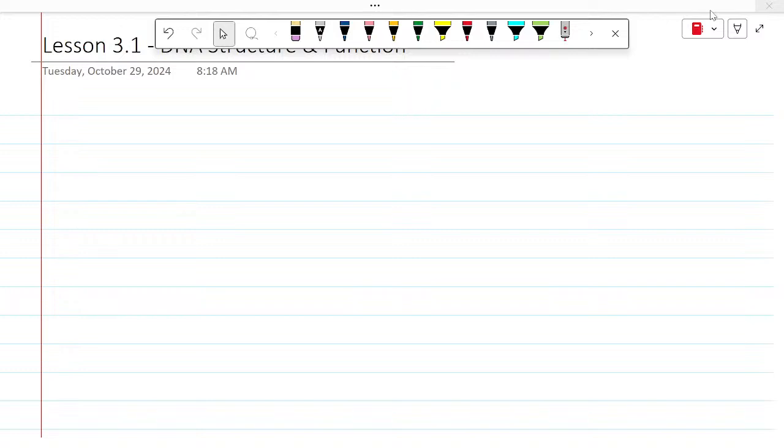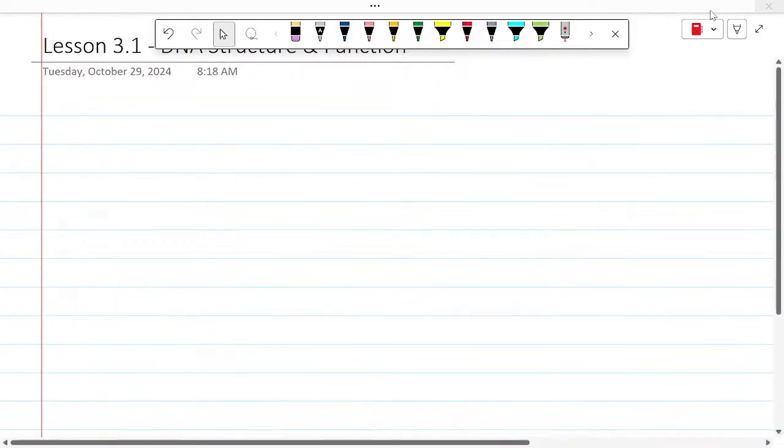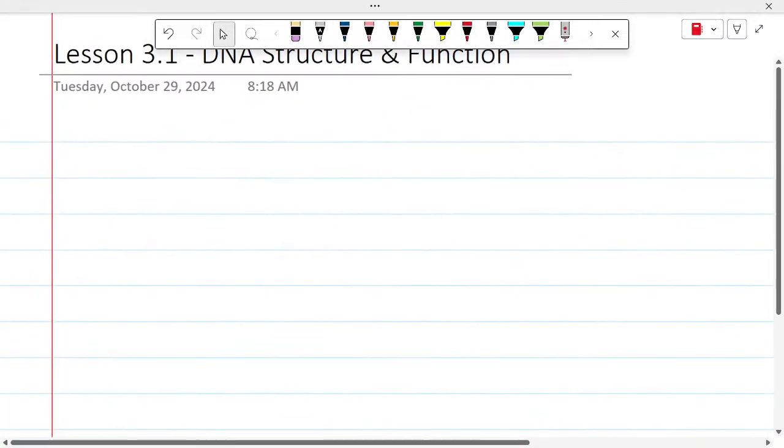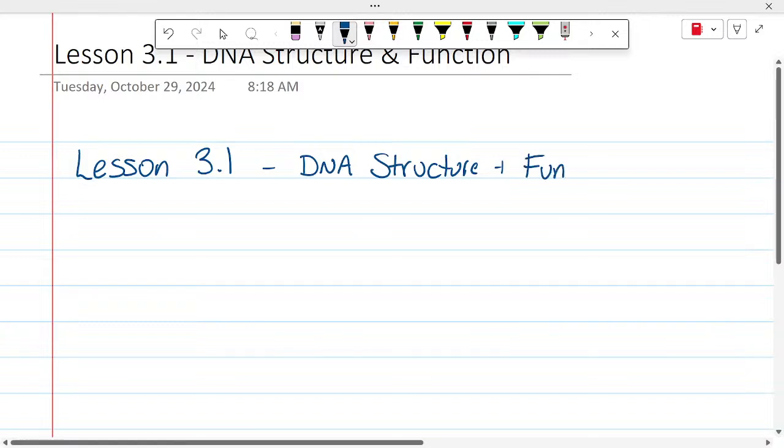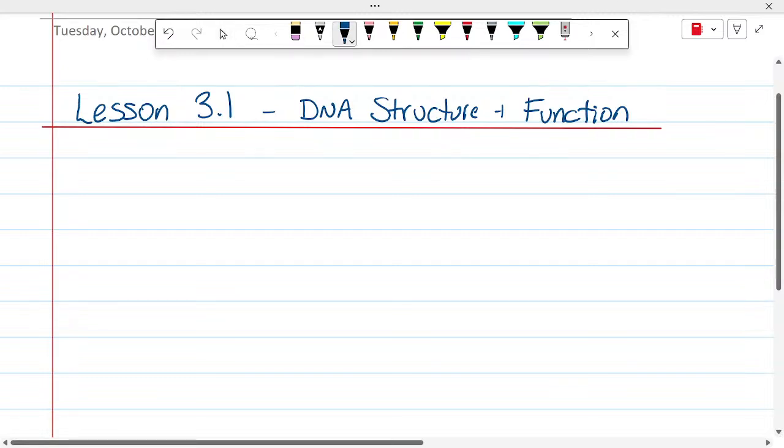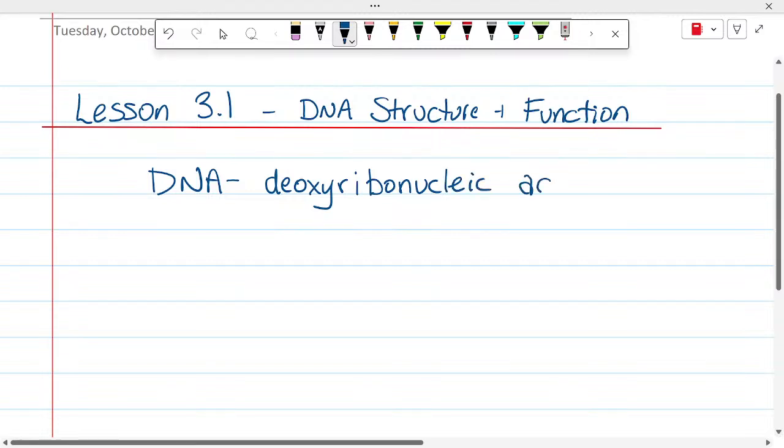All right, so I know it's already written above, but I want to write it. Okay, in case you don't recall, DNA stands for deoxyribonucleic acid. Deoxyribonucleic acid.